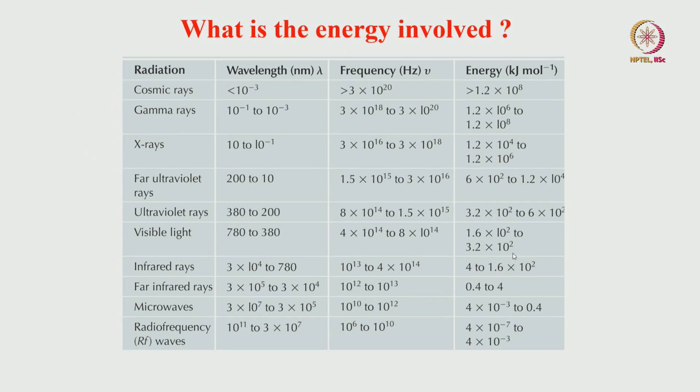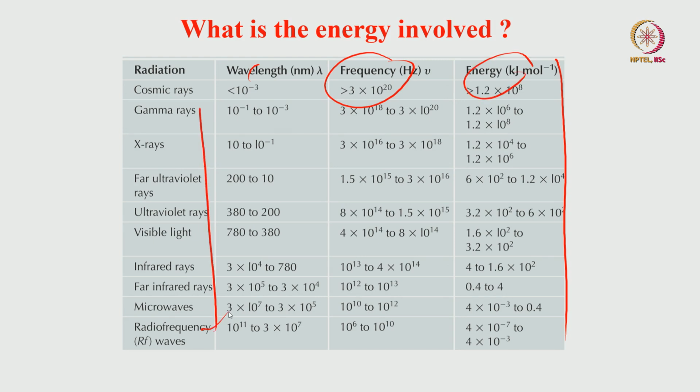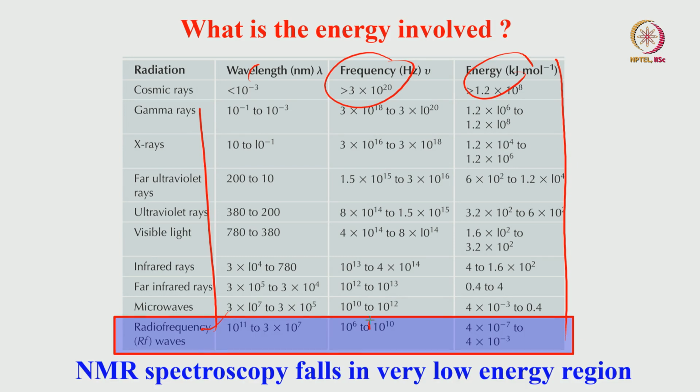Now, you may ask me a question, what is the energy involved in this? If you look at this table, there are so many things involved here: frequency, wavelength, radiation, energy for different types of spectroscopic techniques. But if you see the last column, you will see the radio frequency region, where energy is very, very small. NMR spectroscopy falls in a very, very low energy region. Compared to gamma and X-ray, there are 10 to the power of 4, 10 to the power of 8, here 10 to the power of -7, 10 to the power of -3, several orders of magnitude smaller. So NMR spectroscopy is really a weak interaction energy, a very, very low energy region.